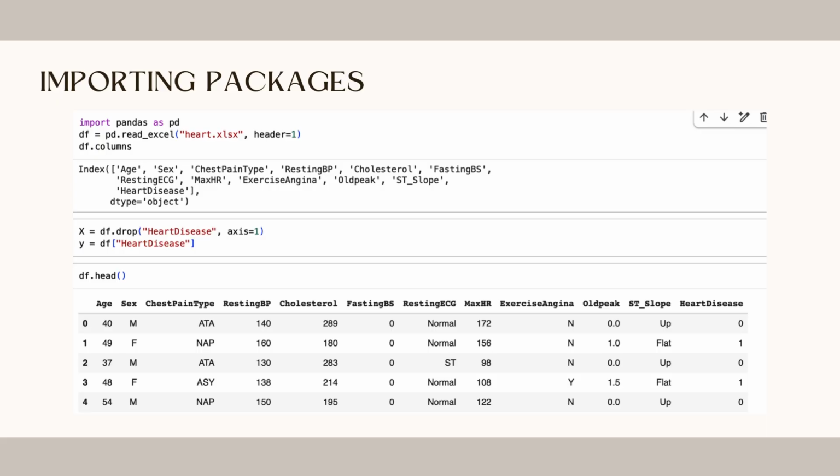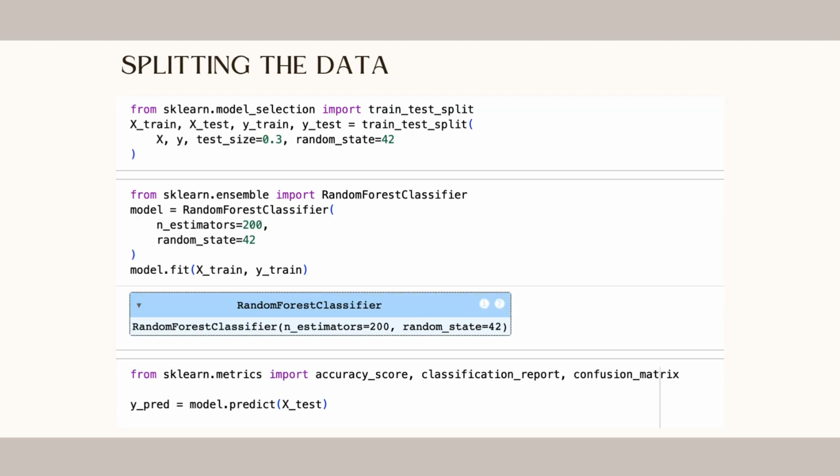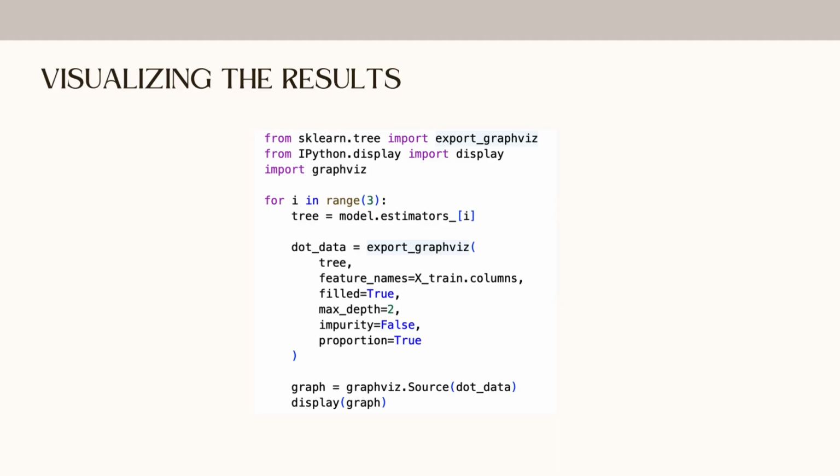First, we load the packages in Python and read the Excel file. Then we separate the dataset into features X and the target Y, which is the heart disease label. This is a standard preprocessing step before training any model. Next, we split the data into training and test sets using train test split. Then we create a random forest classifier with 200 trees and a fixed random state for reproducibility, and we fit it on the training data. Finally, we use the trained model to make predictions on the test set.